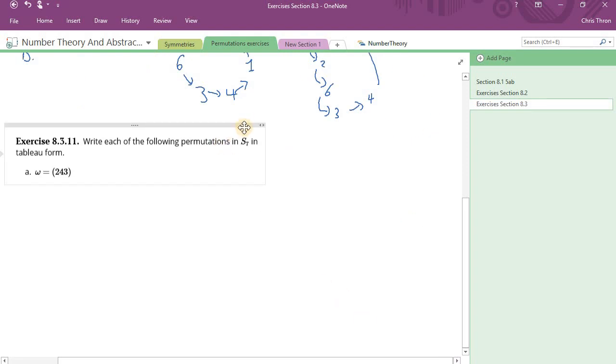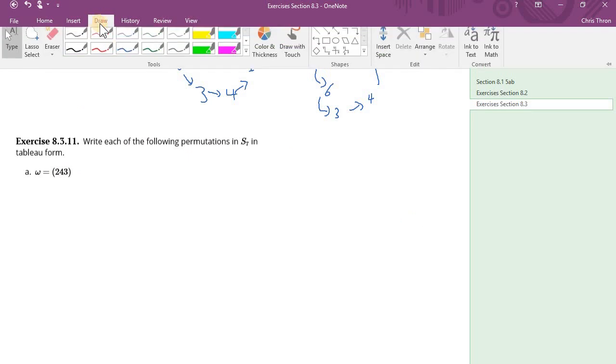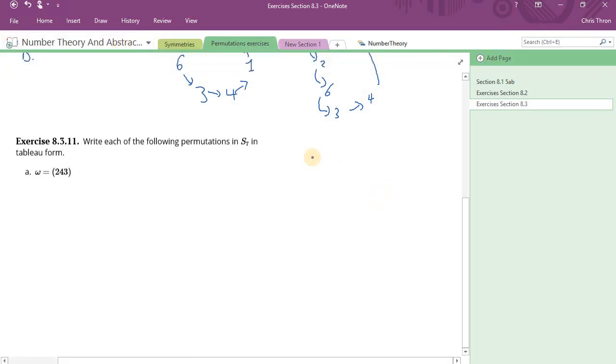Okay, let's look at the next one. The next one says write this permutation in S7 in tableau form. Now the important thing to notice here is that this says S7. Since it's S7, we should have 7 elements in the tableau. So we're going to have 1, 2, 3, 4, 5, 6, 7. 7 elements in the tableau.